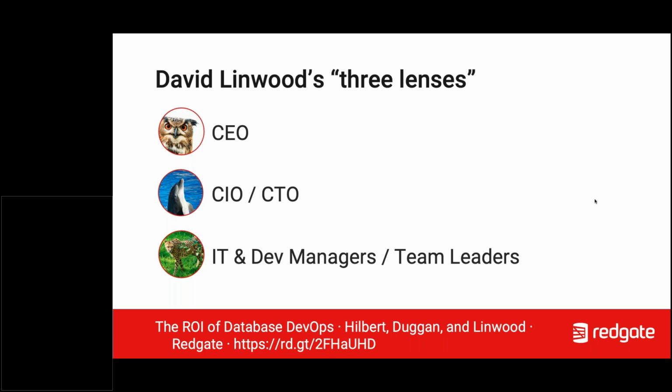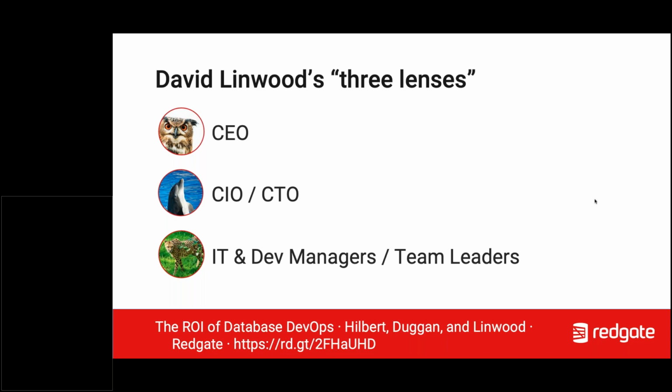These are the three lenses. This concept is from a white paper called the ROI of Database DevOps that folks at Redgate put together with David Linwood. David Linwood doesn't work for Redgate. He did actual research. The way I said that sounded really bad. We do actual research too. But he did independent research, I should say, on the ROI of database DevOps. I just totally failed evangelism right there, guys.